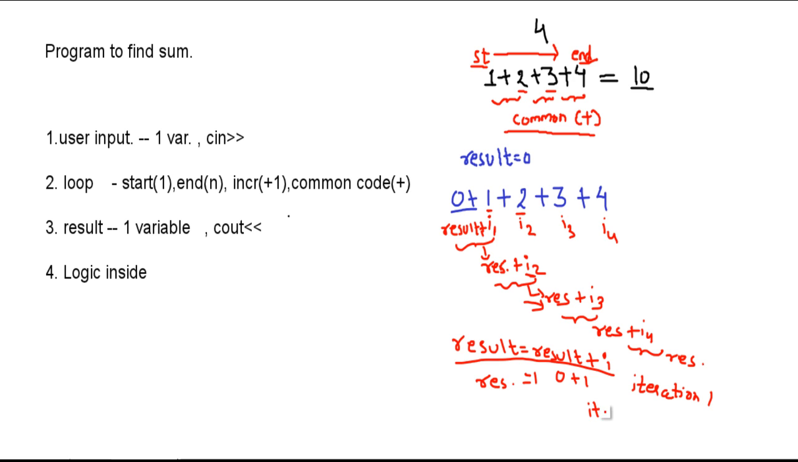Now in iteration 2, using this formula, result is now 1 and I is now 2, so this will become 3, right? Again this will go on, and finally you will reach the end. So this is our common logic, that's what I want to say. That's why I added 0 before it. This is the result. So the common behavior is, I'm adding the current I to the current result, and I'm storing that sum into the result, so that I can use that result in the next iteration. So let's directly jump to the code, and let me open our Notepad++.